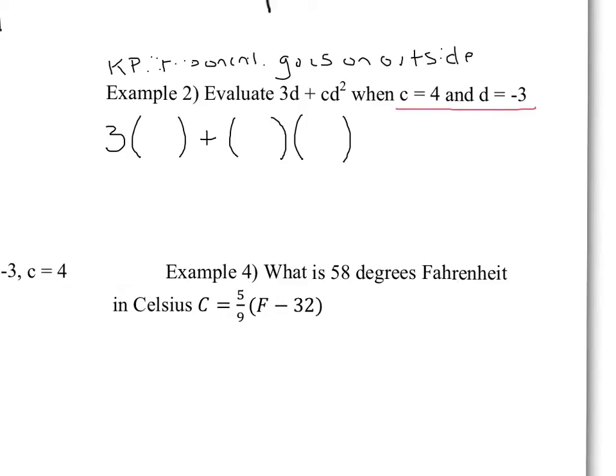The exponent is going to go on the outside. So notice we have C times D squared. We're going to put that exponent on the outside of the parenthesis, because we're only substituting in the variable itself. We are not substituting in an exponent. That exponent's going to go on the outside.